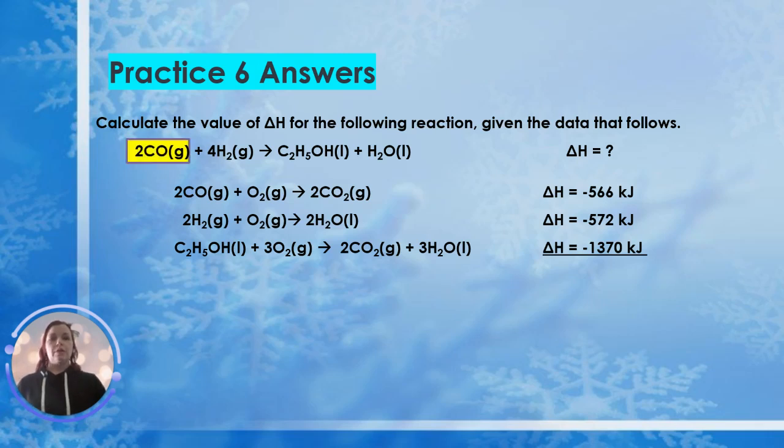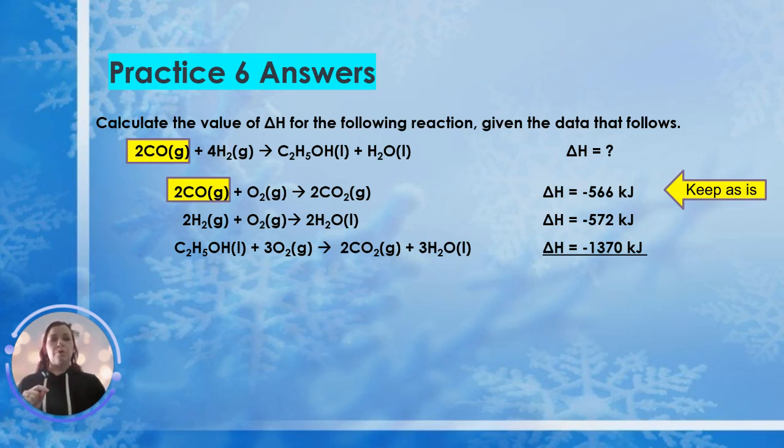So I'm just going to start with the CO. So here's the CO that's present in our reactants for our overall reaction. And so we need to find it in one of the steps below. And so there it is. And it is exactly the same. The coefficient is correct and it's in the correct location. So we would like to keep that delta H value as is.